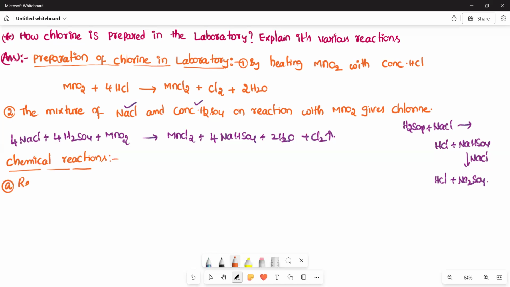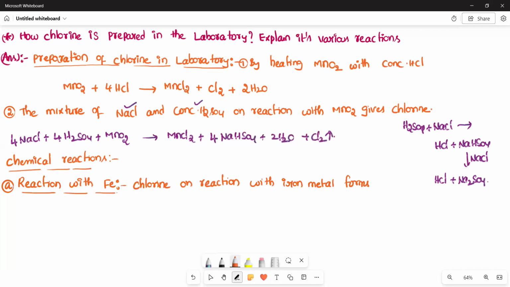First one, reaction with iron. Chlorine on reaction with iron metal forms ferric chloride, FeCl3. Oxidation only. So therefore, 2Fe plus 3Cl2 gives rise to 2FeCl3. Simple reaction.